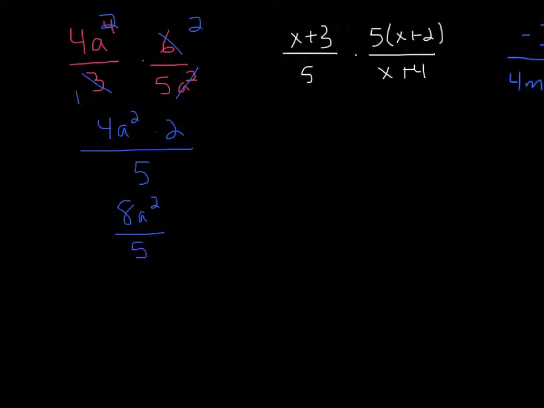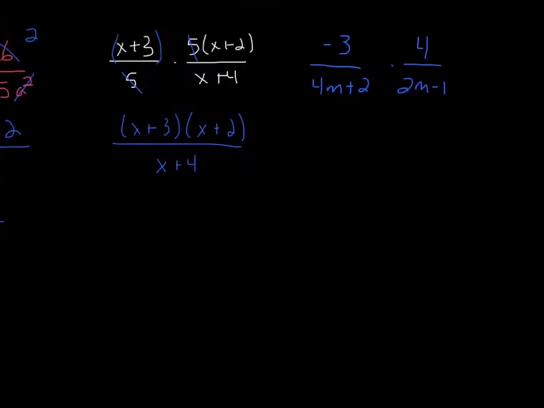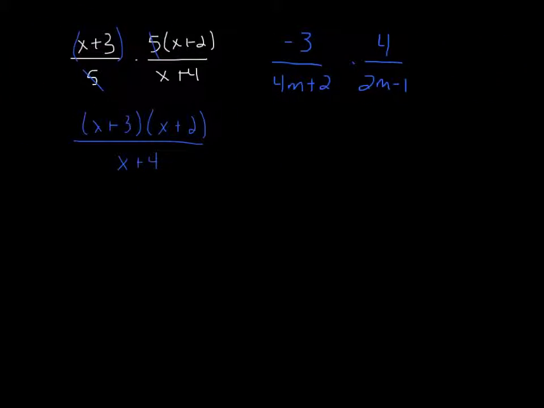Okay, and this one, pretty simple. Okay, we just have 5's that cancel. So what are we left with? We have x plus 3 times x plus 2 all over x plus 4. That's it. Done. Okay, don't make it harder than it has to be. And then we have the last one.